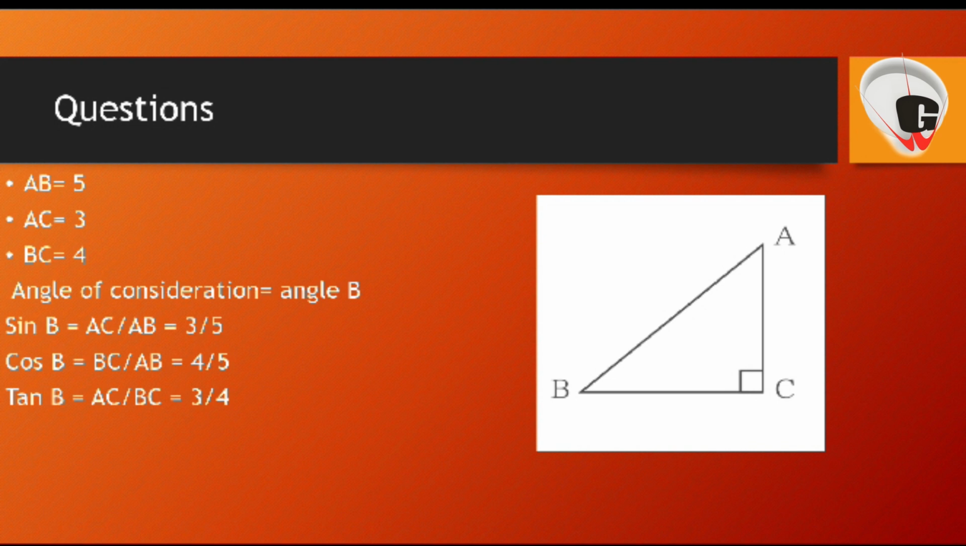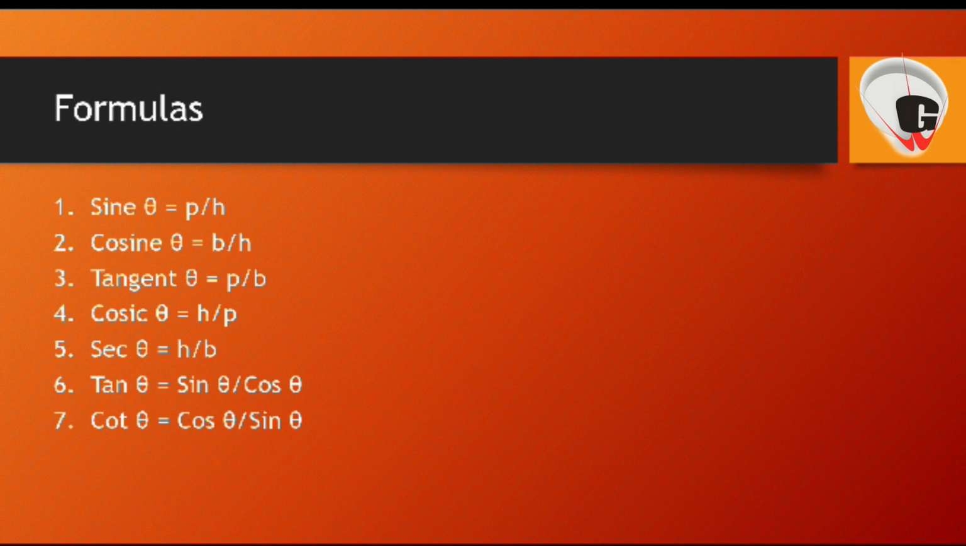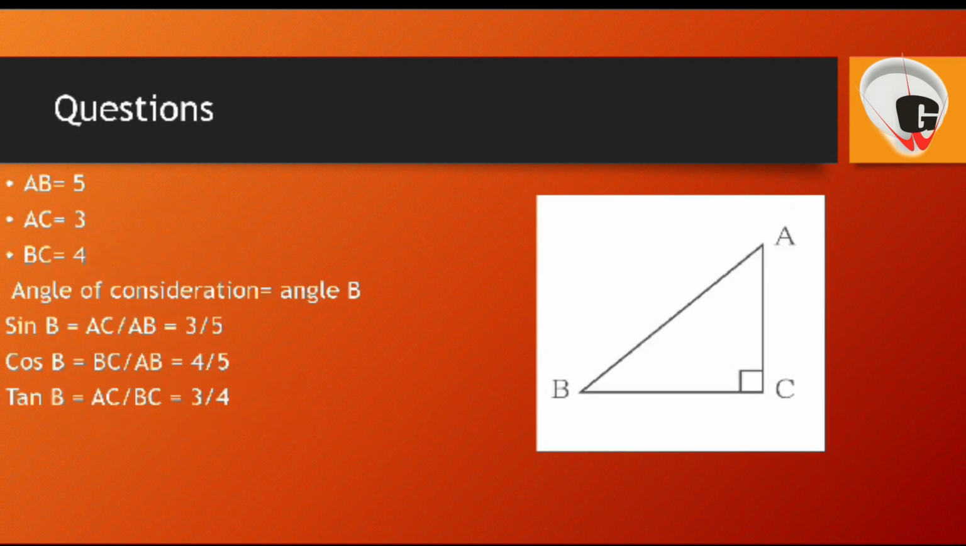So sin B, the formula is, we just studied about it, perpendicular by hypotenuse, as you can see over here. So over here the perpendicular is AC and the hypotenuse is AB. So it will be 3 by 5. Similarly, cos B is equal to BC by AB, which is equal to 4 by 5. And tan B is equal to AC by BC, which is equal to 3 by 4.